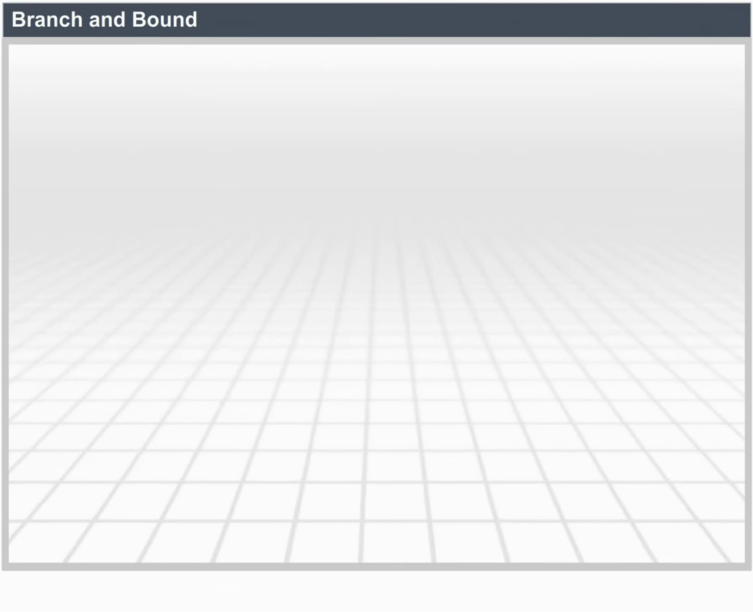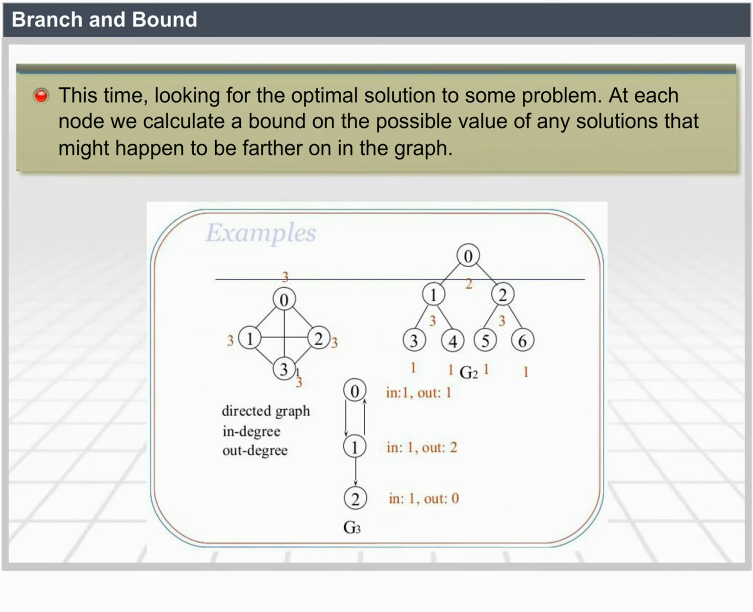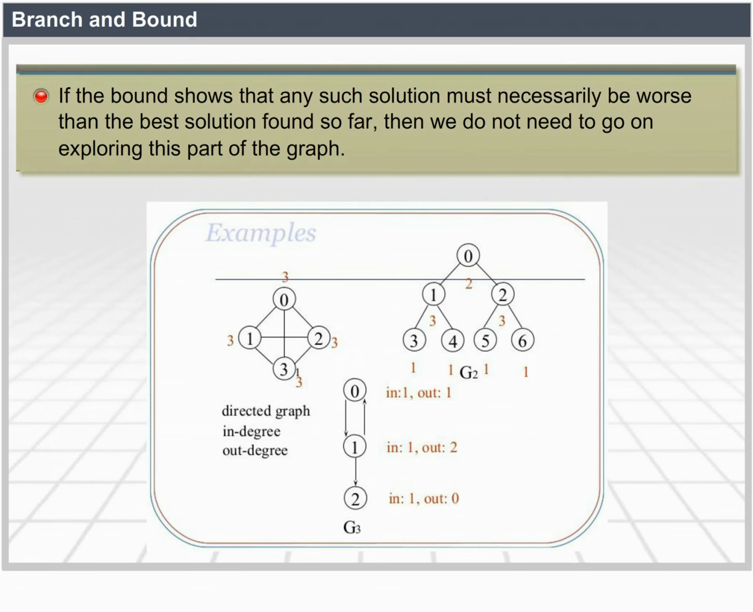Branch and bound. Branch and bound is a technique for exploring an implicit directed graph. This graph is usually acyclic or even a tree. This time, we are looking for the optimal solution to some problem. At each node we calculate a bound on the possible value of any solutions that might happen to be farther on in the graph. If the bound shows that any such solution must necessarily be worse than the best solution found so far, then we do not need to go on exploring this part of the graph.